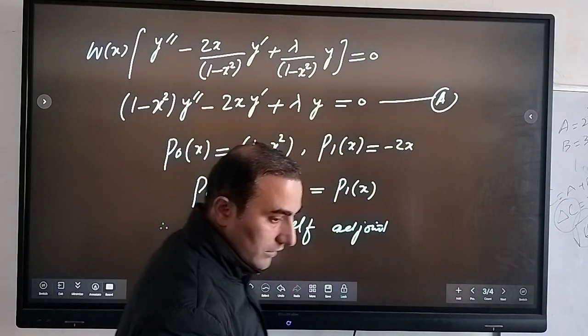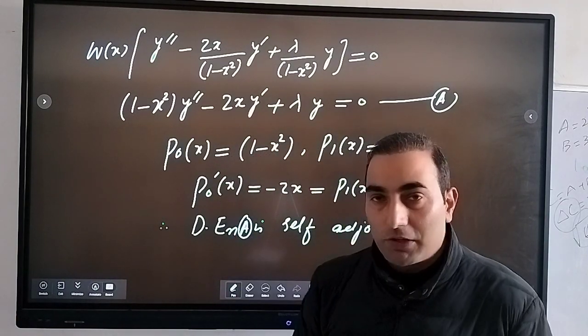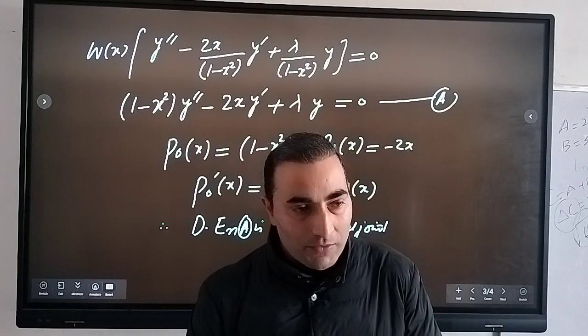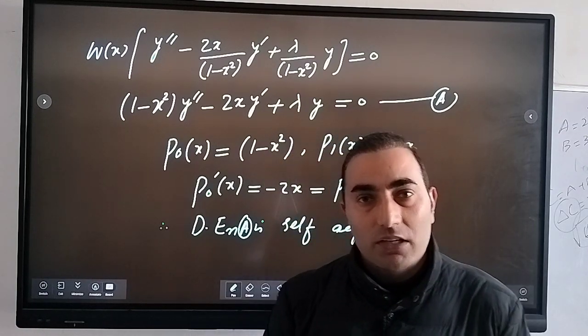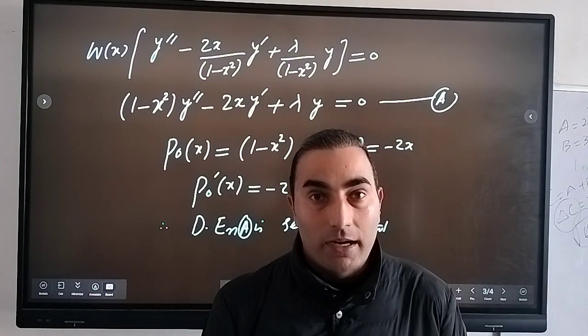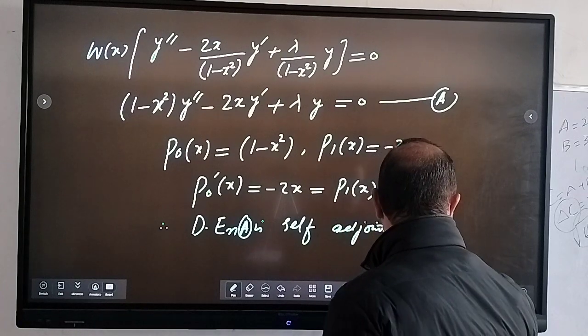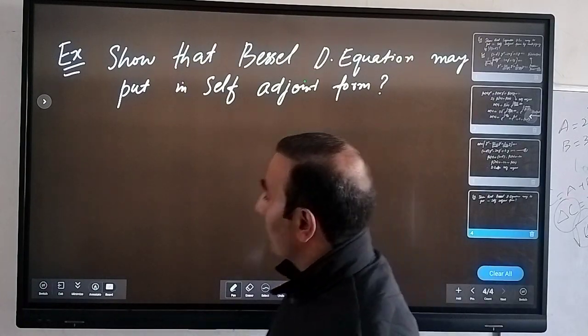So our differential equation A now becomes self-adjoint, right? Because it fulfills this criterion that p0 dash of x is equal to p1 of x. Similarly, we can have a set of differential equations, and one more differential equation that comes to my mind is the Bessel differential equation, right? So another differential equation. Let's have a look at this.